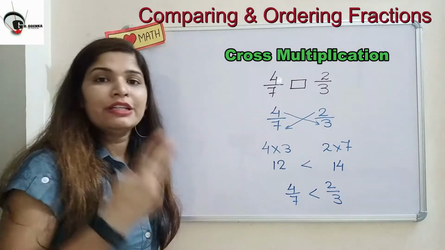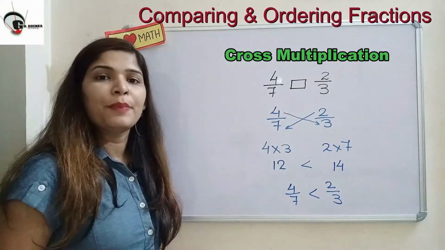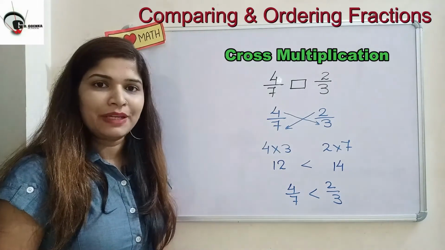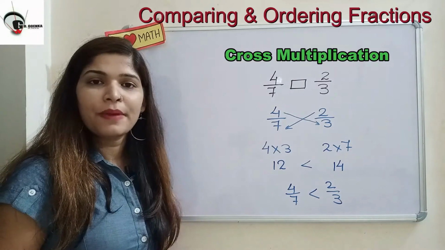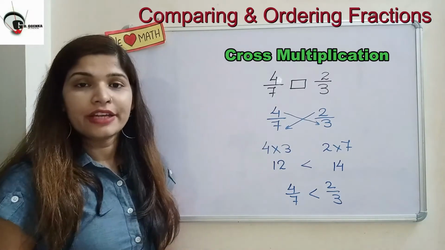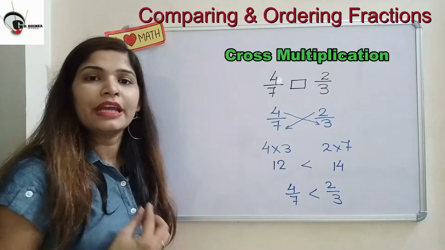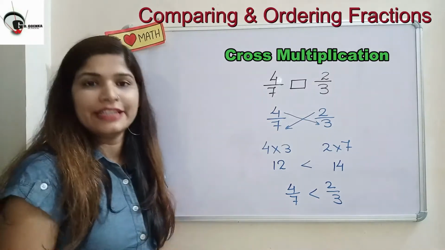Right now we have only 2 fractions over here and we have compared them easily by using this cross multiplication method. But what if we have more than 2 fractions to compare? That is known as ordering. Ordering means to order them in ascending order or in descending order.